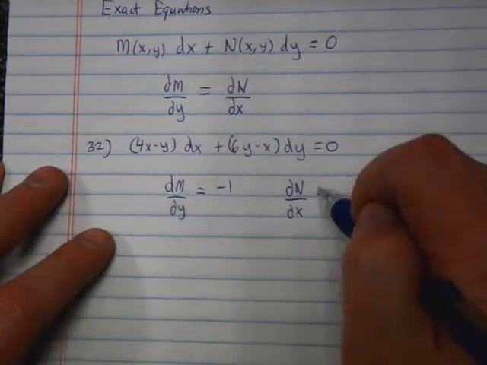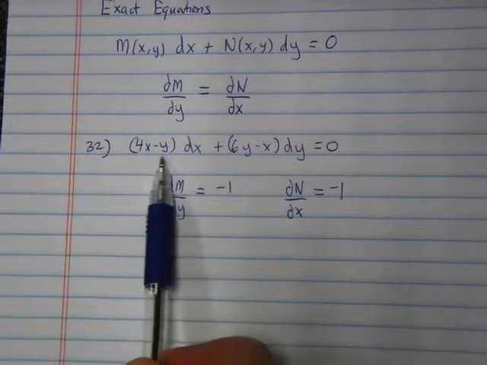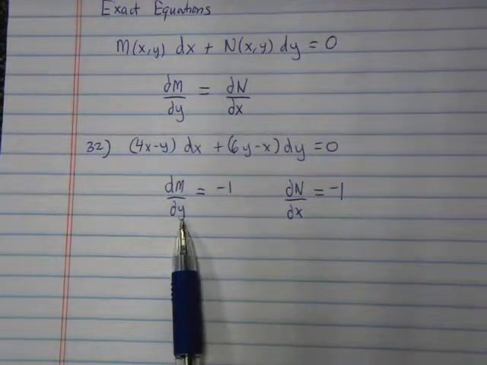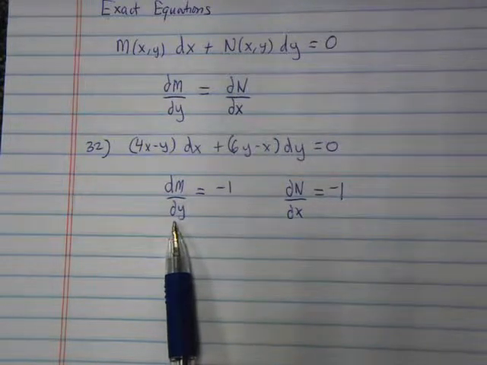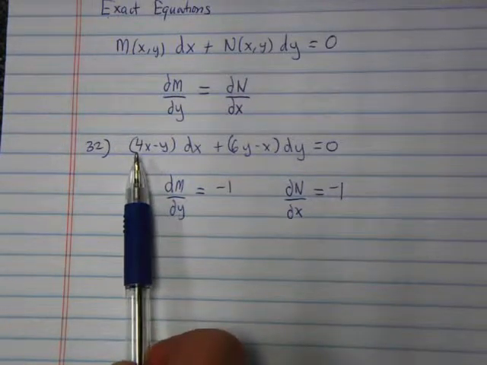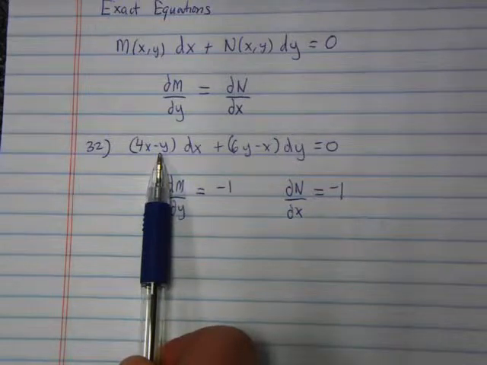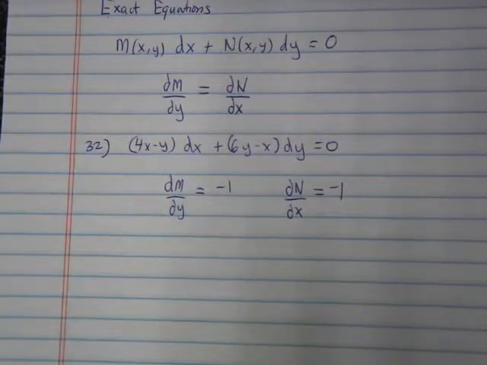Wait, I'm confused. Go ahead. The dM over dy, so that would be the 4x minus y. Correct. So I'm taking the derivative of this with y being the variable. Okay, so it would just be -1. Right, because with y being the variable, 4x is a number. The derivative of a number is 0, and that would be a -1. Okay, that makes sense.